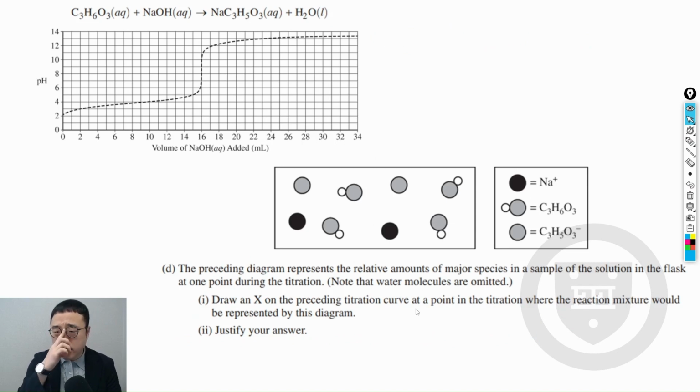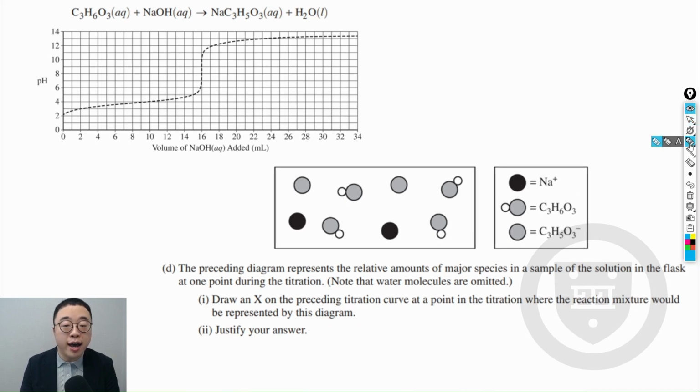Okay, so this is going to be the last one that we have for this question. The preceding diagram represents the relative amount of measured species in a sample of the solution in the flask at one point during the titration. And they took out the water molecules, all right? And now we are to draw an X on the preceding titration curve at a point in the titration where the reaction mixture will be represented by this diagram.